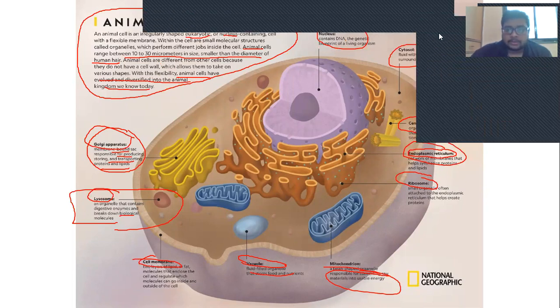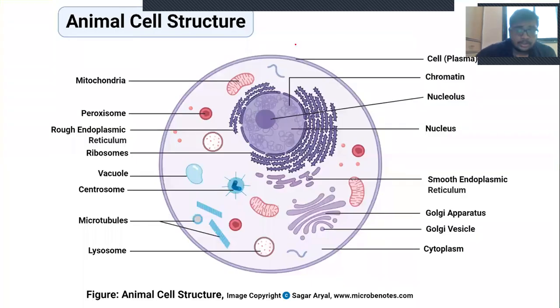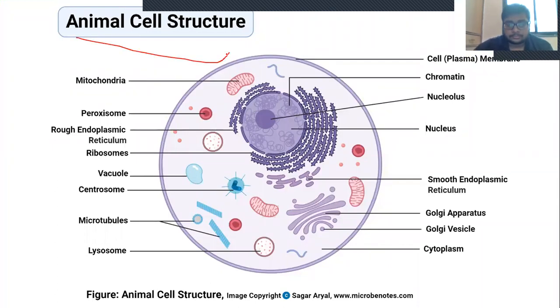Then let's move forward. Okay, so you can see this. This is an animal cell structure. And this is what the animal cell looks like. So this is the cell or plasma membrane. There are chromatins present. It is a nucleolus. The central part that is present inside the nucleus, that is called the nucleolus.